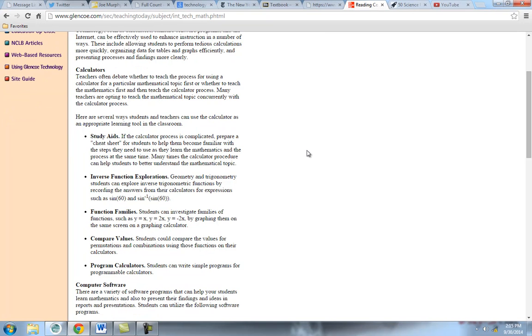But in calculators, this is one thing I learned, and even now as an instructor in college, is that not every student knows how to use a calculator, or a computer for that matter.